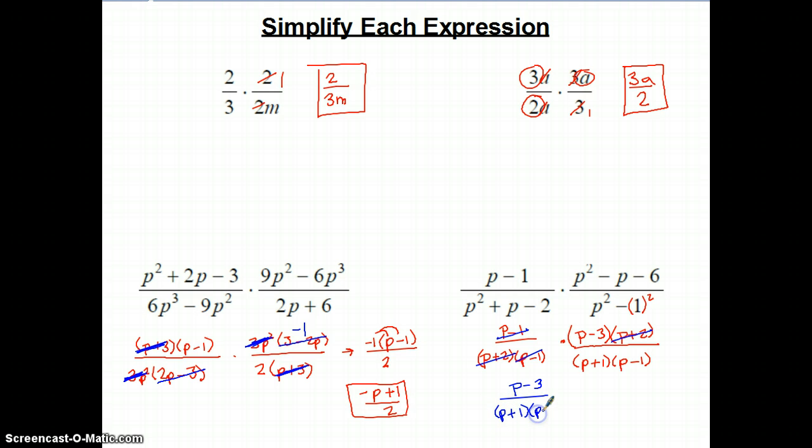To simplify completely, I'll go ahead and FOIL out this denominator, first distributing my p and then distributing my positive 1. After FOILing, I will obtain p squared minus 1 in the denominator, and you can complete that FOIL process on your own.